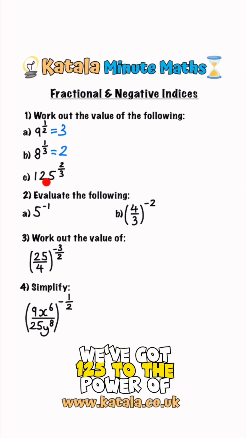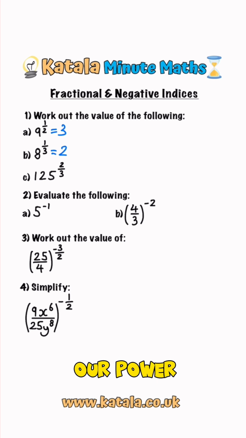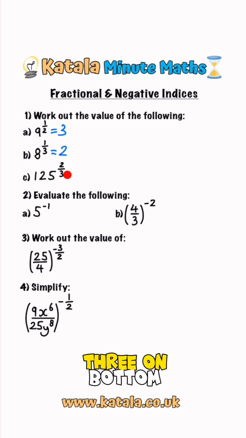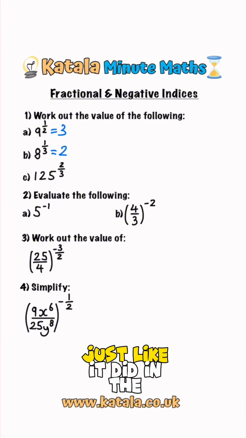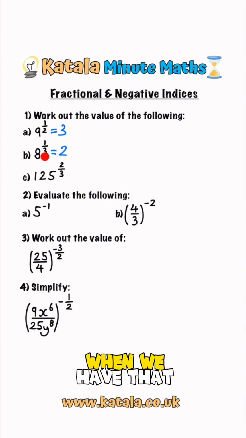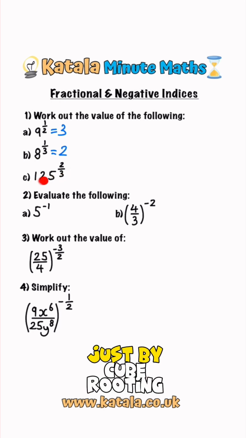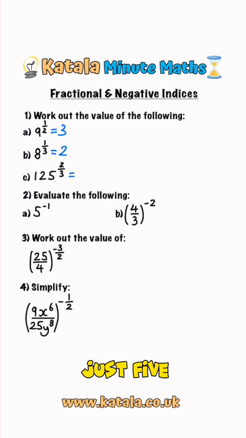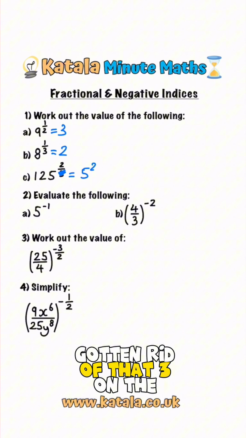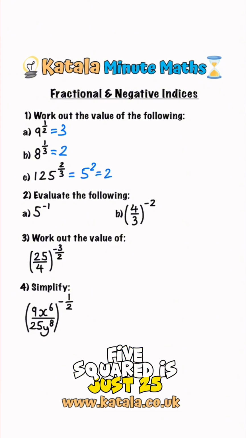Now, part C, we've got 125 to the power of 2/3 this time. So there's kind of two parts to our power. We've got the 2 on top and the 3 on bottom. And I like to just get rid of those one by one. So that 3 on the bottom, just like it did in the previous question, when we have that, it just cube roots the number. So we can get rid of this 3 on the bottom just by cube rooting 125. Now the cube root of 125 is just 5. And so now we just have a power of 2 because we've gotten rid of that 3 on the bottom by cube rooting. And 5 to the power of 2, 5 squared, is just 25.